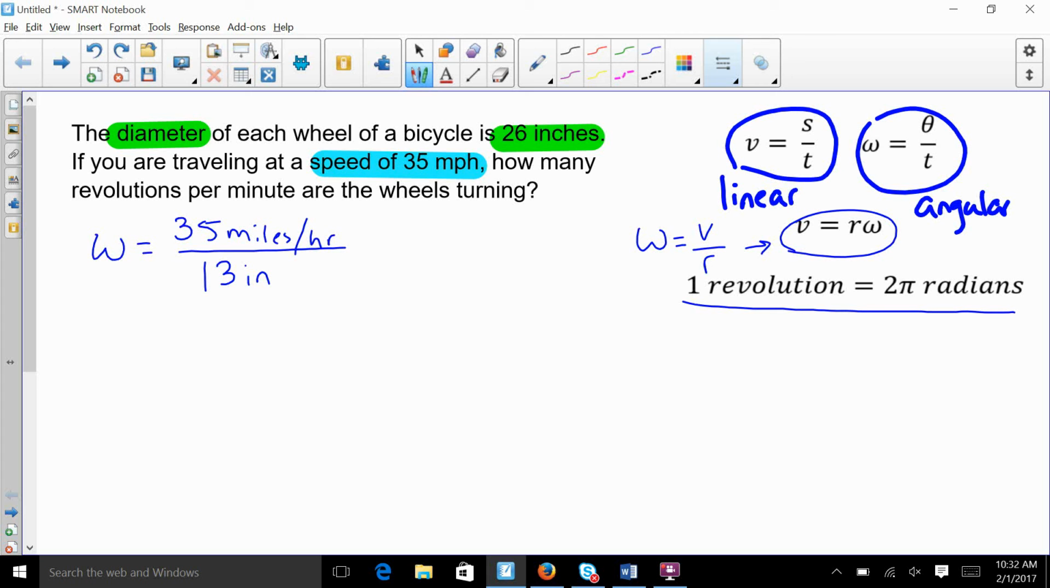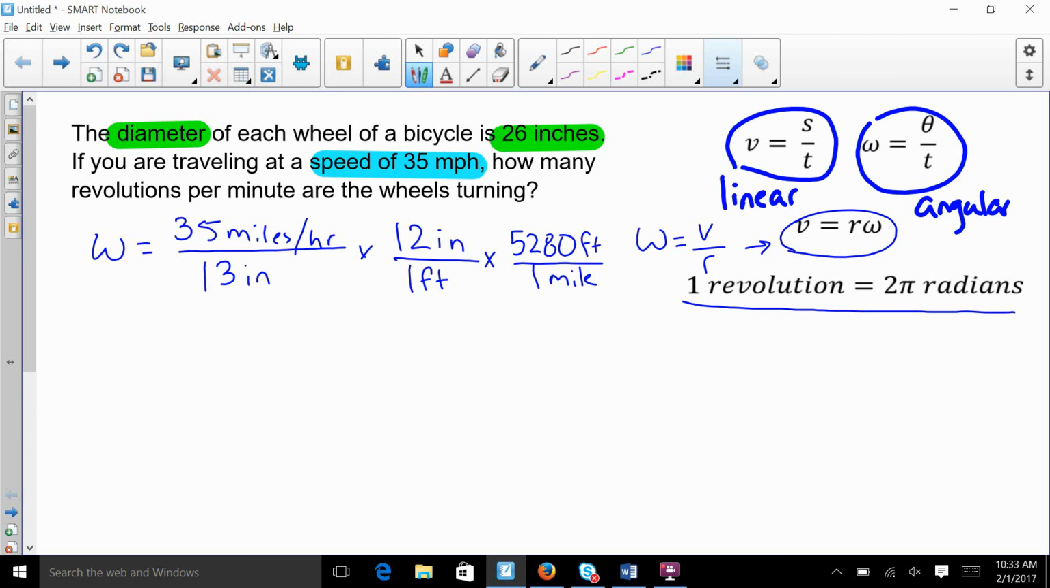And we're talking about inches on our bicycle, so I'm going to convert this from miles to inches. In order to do that, I know that I'm going to multiply this, and we've got 12 inches in 1 foot, and then I have 5,280 feet in 1 mile. Okay, so when I multiply all of that together, I take the 35 times the 12 times the 5,280 and I divide it by 13.